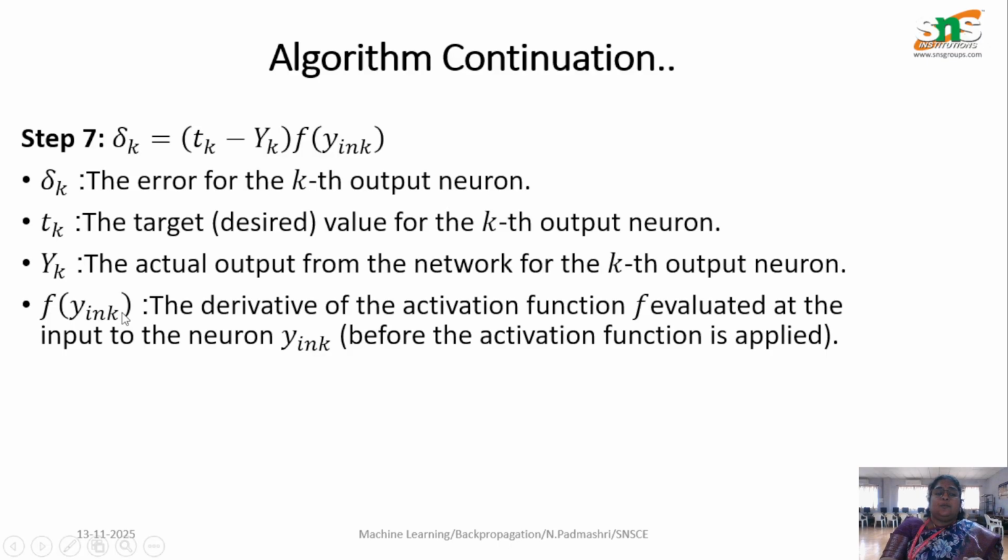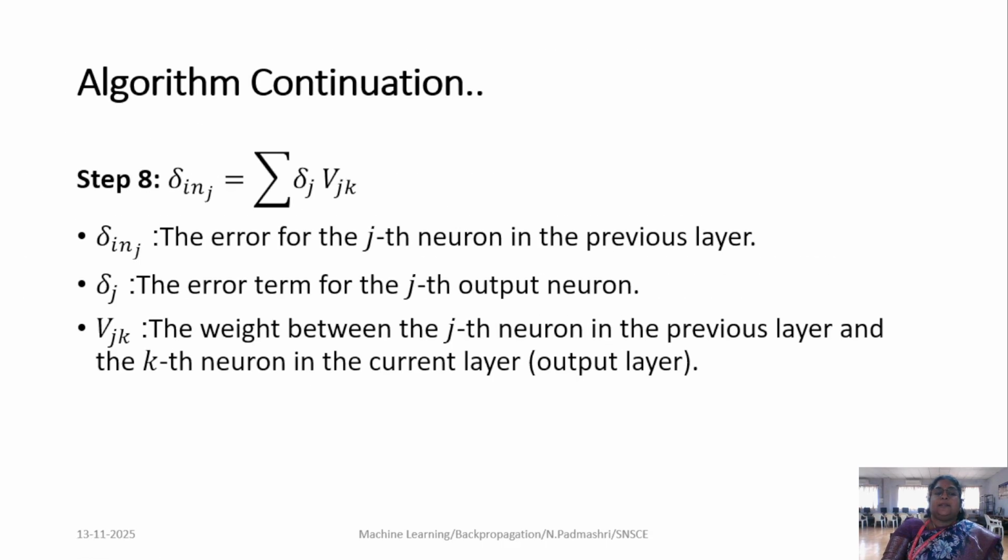Okay, simple. So y_ik is the derivative of the activation function of the neuron. This is the 7th step. The 8th step I will explain again: delta_inj equals the summation of delta_j into v_jk. Here delta represents the error of the jth neuron, and delta_j is the error term for the jth output neuron, where inj is the previous neuron, and v_jk is the weight between the jth neuron and the previous layer.